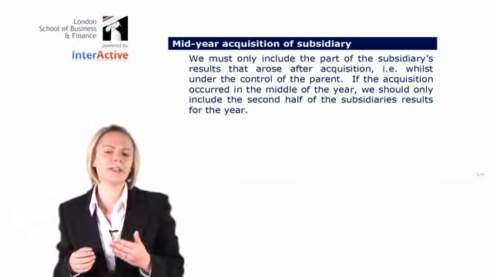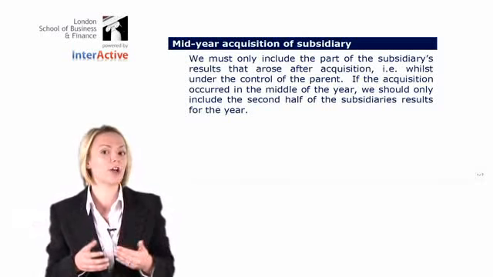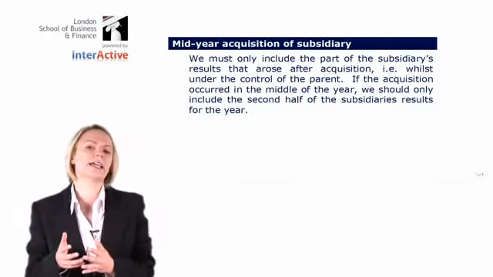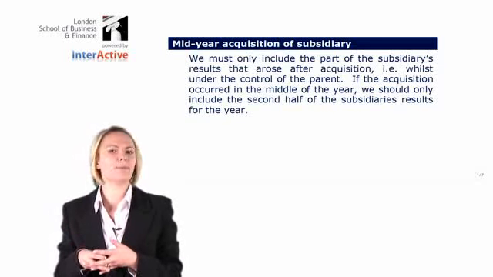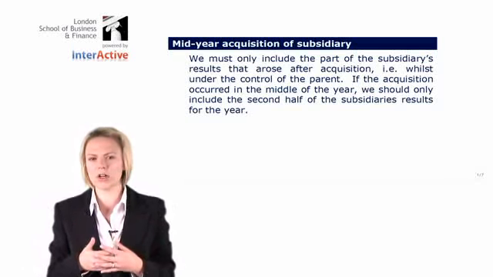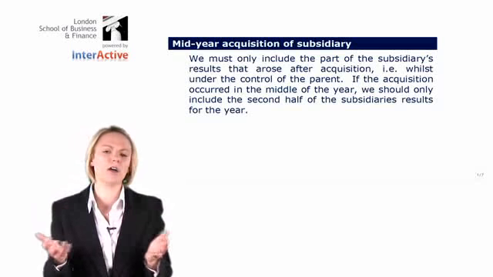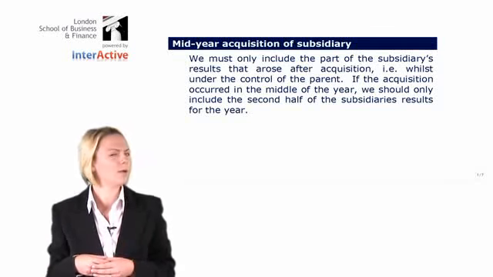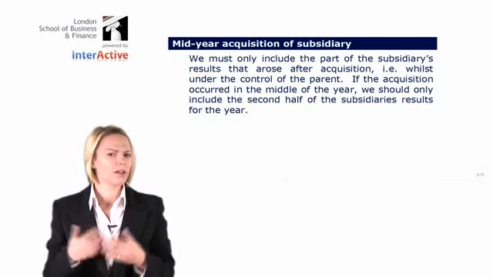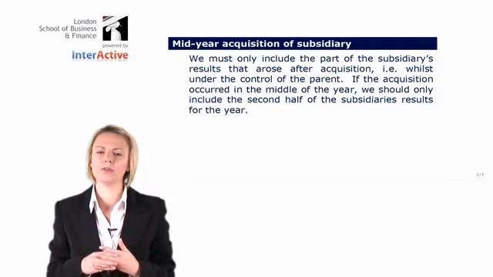Now, if we acquired the subsidiary on, let's say, the 1st of July 2011, and the date we consolidate is the 31st of December 2011, would it be fair to consolidate an entire year's worth of subsidiary profit when we only held them for half a year? Now, the answer to that, of course, would be no.